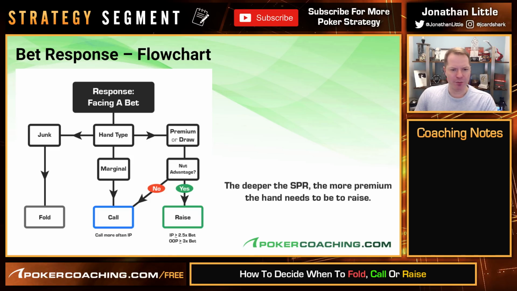Gets a little bit tricky though when we have a premium made hand or a draw. In that case, we want to ask, do we have the nut advantage? As we have more and more really good hands in our range that our opponent either cannot have or they have relatively few of in their range, if we have the nut advantage, we should be more inclined to raise. And our sizing is usually 2.5x or so in position, 3x or bigger from out of position. If we do not have the nut advantage though, we opt to just check call with pretty much our entire range.